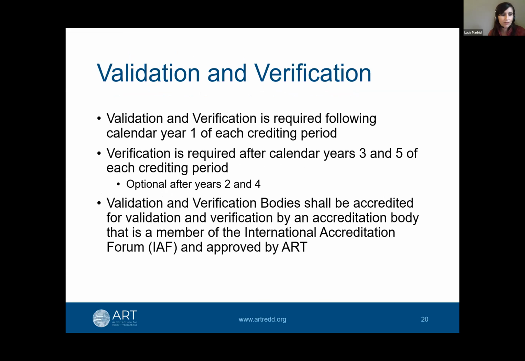Our last topic today covers how safeguards are validated and verified under ART. TRIS requires validation to occur after year 1 of each 5-year crediting period, and verification to occur after years 1, 3, and 5 of each crediting period. Verification will be optional following years 2 and 4 of each crediting period. However, no credits will be issued without verification.